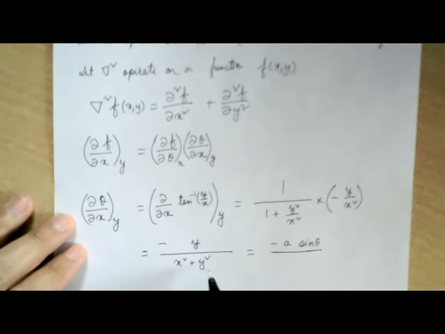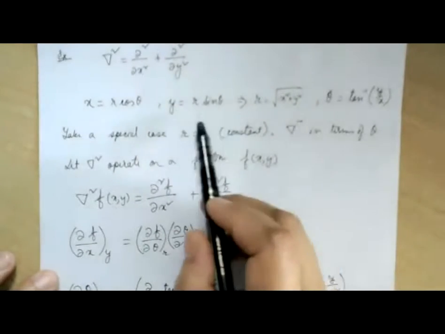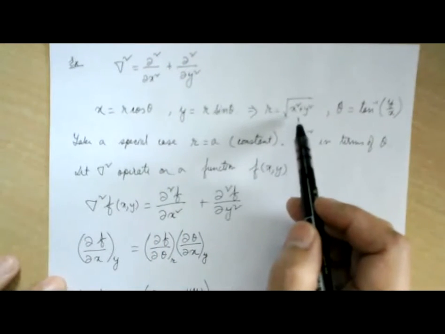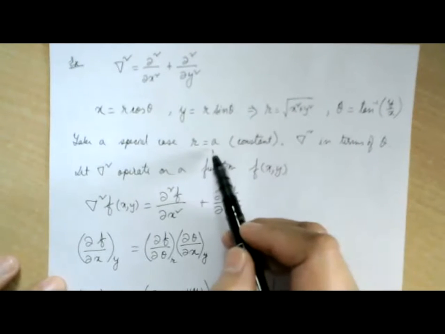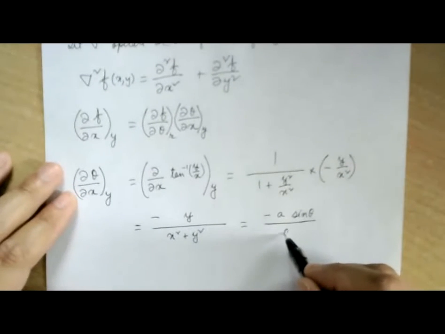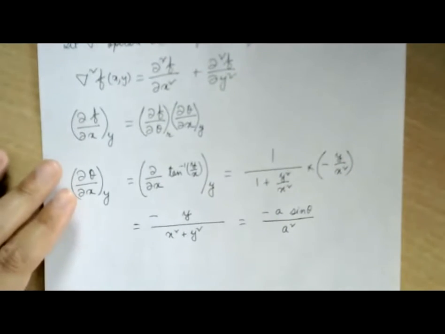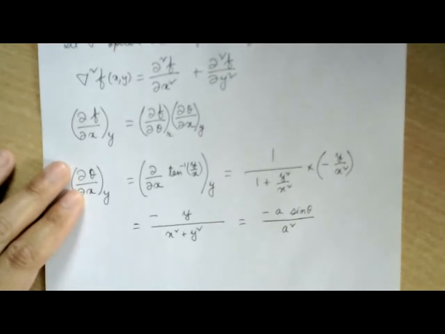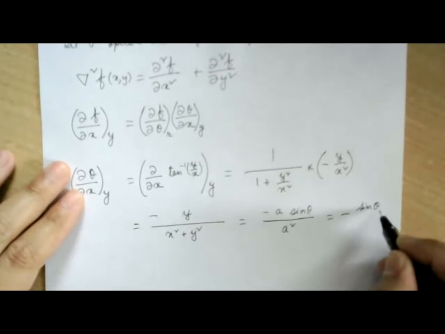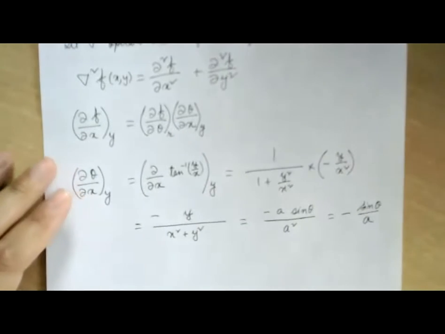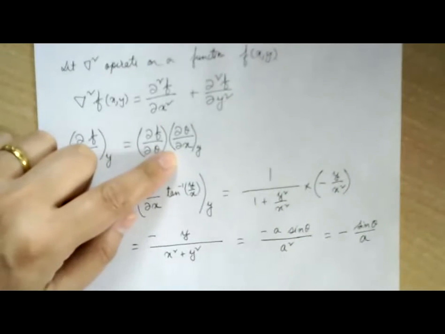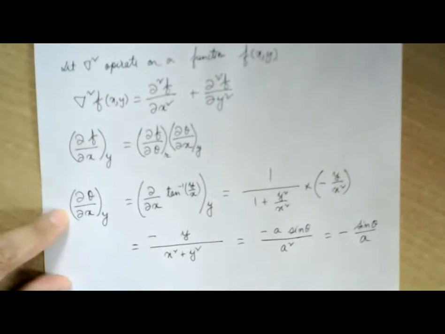And what is x square plus y square? From this expression we get x square plus y square equal to r square. We can also see it from here. And when r is constant, when r is equal to a, this denominator becomes a square. So this is finally equal to minus sine theta divided by a. There you go. So we have calculated the value of del theta by del x at constant y.